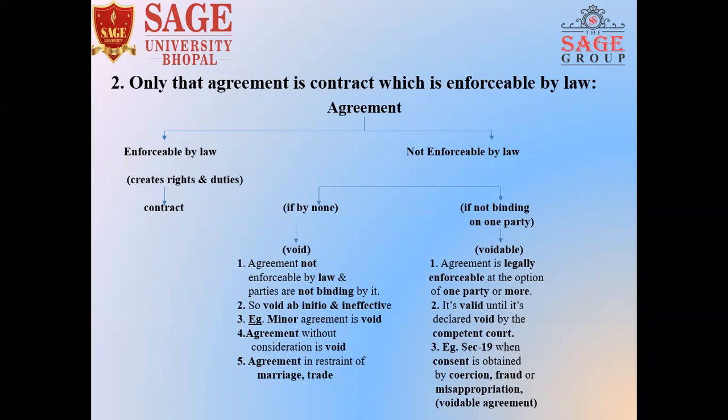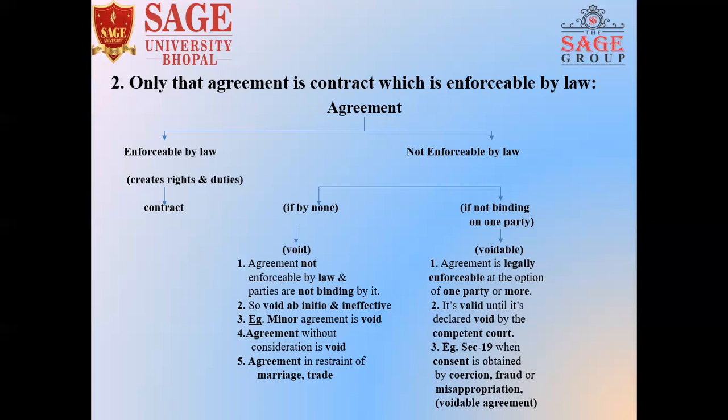So, void includes an agreement not enforceable by law, and parties are not bound by it. So, void ab initio and ineffective. For example, a minor's agreement is void. An agreement without consideration is also void. Agreement in restraint of marriage and trade also comes under void agreement.